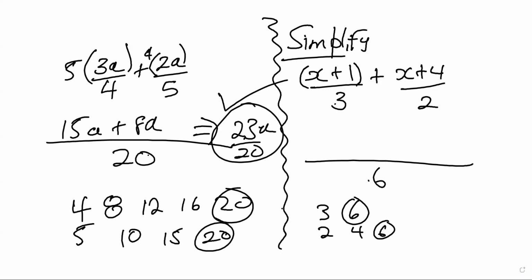And this is where the difference comes in, right? We're now going to be multiplying the entire bracket by 2. So 3 into 6, 2 times. We're going to multiply 2 times x, 2x, 2 times 1, 2. And you do the same for this. 2 into 6, 3 times.